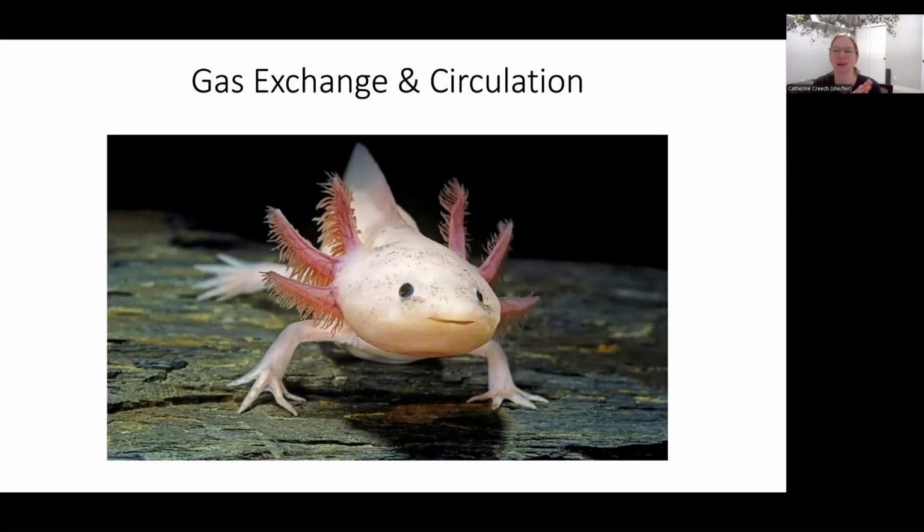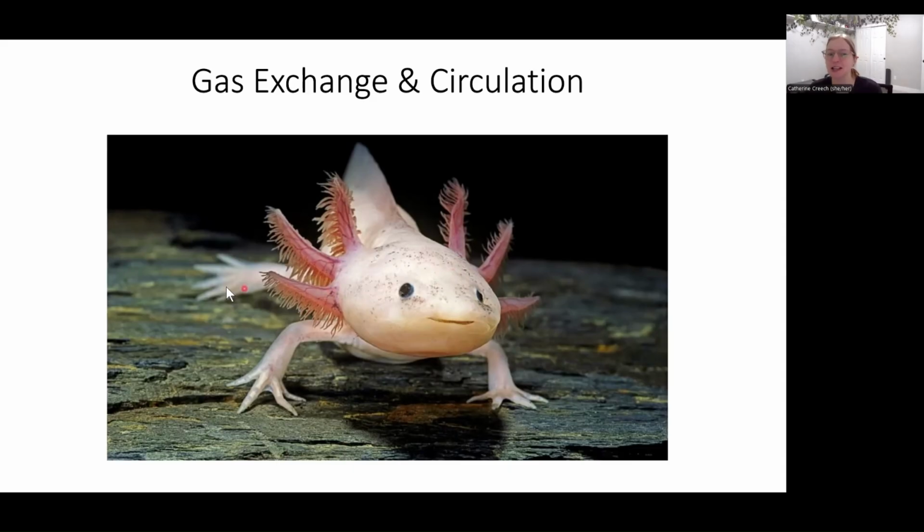Today we're going to talk about gas exchange and circulation. And so I put an image of this creature for the opening slide. Do you recognize it? It is an axolotl. So an axolotl is a salamander. And what's notable about it is it has these external gills instead of internal gills like a fish.